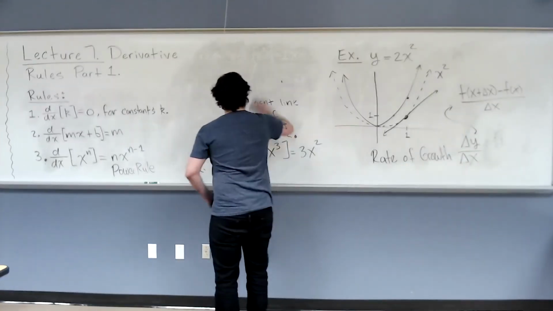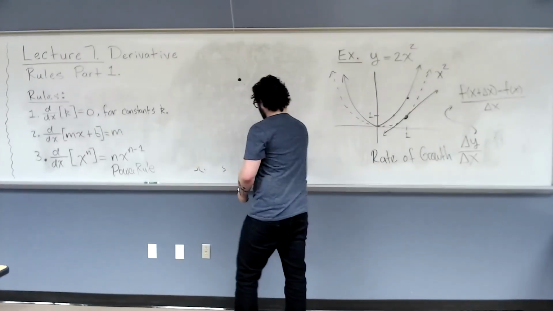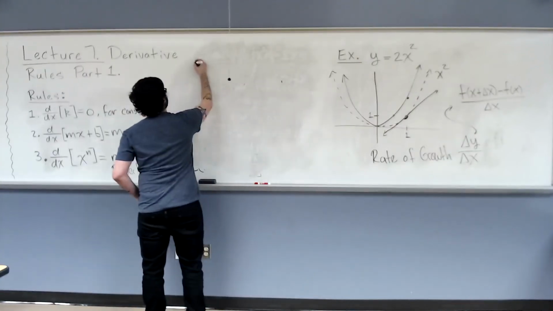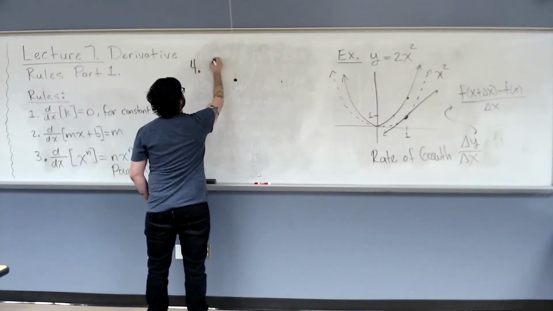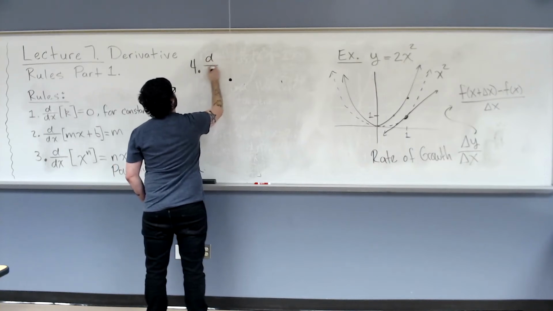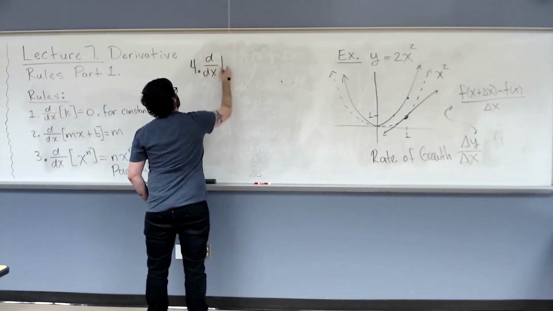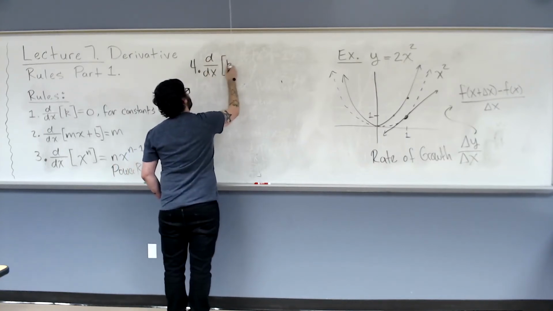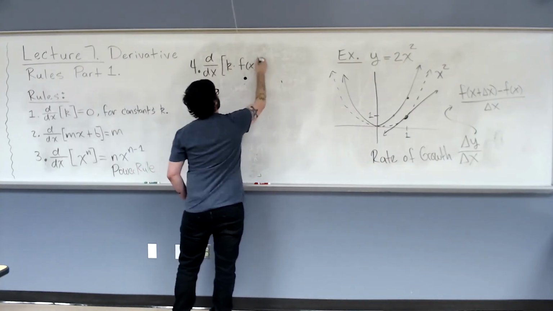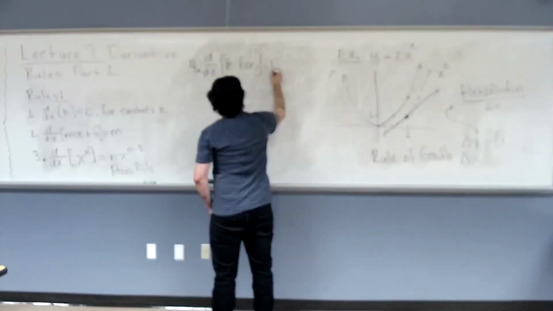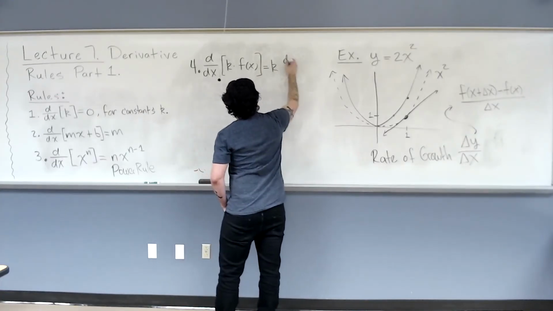So the fourth rule is that the derivative with respect to x of any constant times f of x is equal to the constant times the derivative.